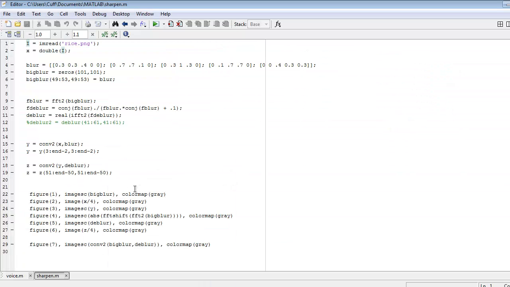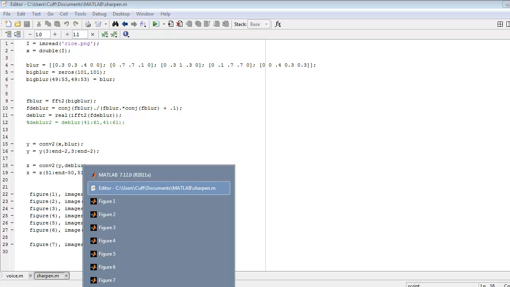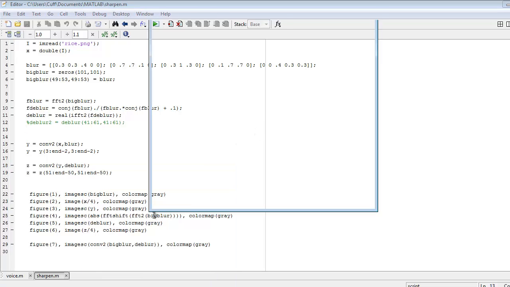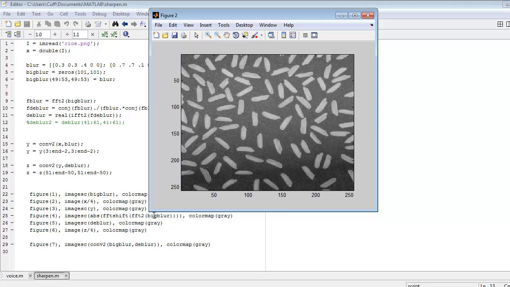Okay. This is what I wrote in MATLAB. You don't have to completely digest this code, but I'll try to explain a little bit about what I'm doing. So I read in a stock image they have called rice.png. Let's pull up rice here. This is what it looks like. MATLAB provides this.